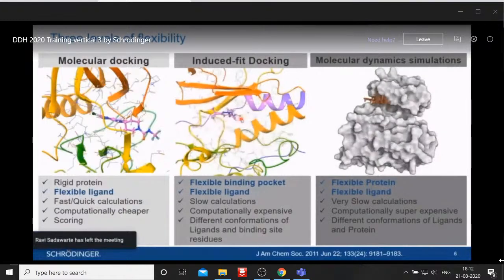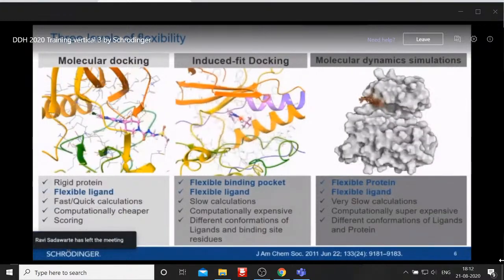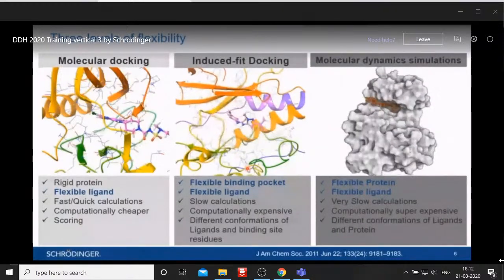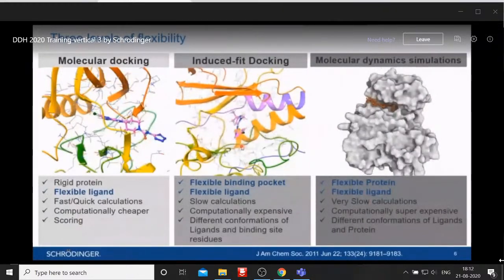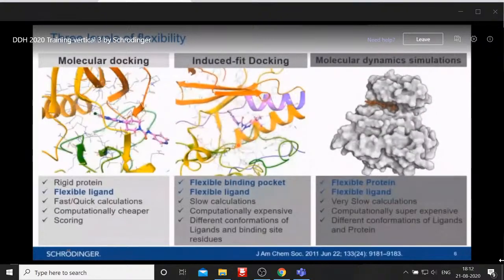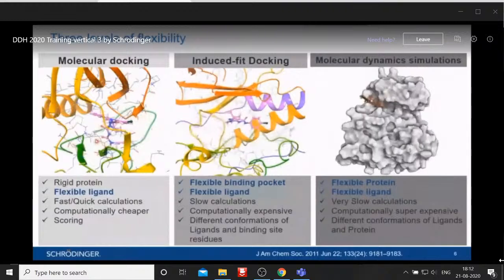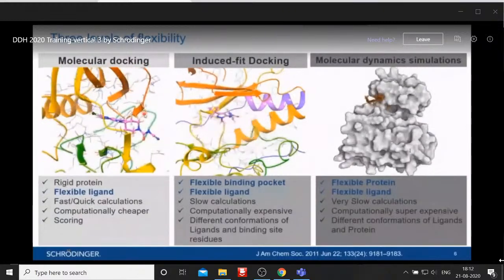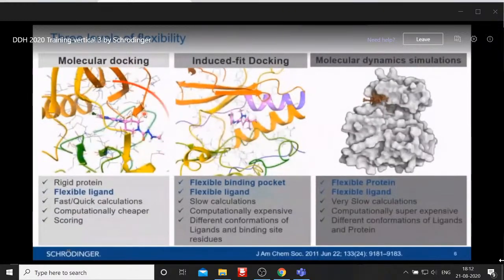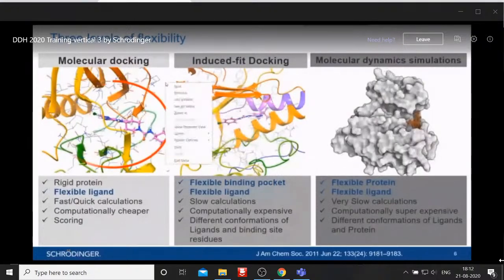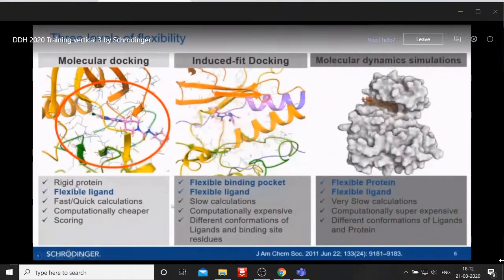Out of one is molecular dynamic simulation. So far, there are three methods which are established in the in silico virtual screening protocol. The first method is rigid receptor molecular docking, on the left-hand side, you can see. Basically, in this method our receptor is considered rigid and the ligand is considered flexible. So that's the thing.